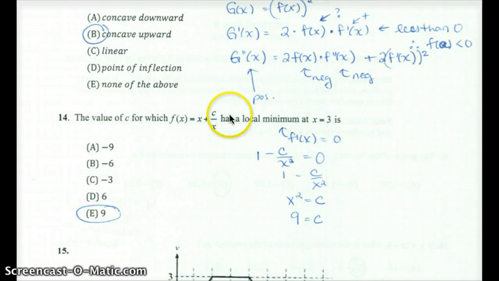So I take the derivative and I treat c as a number, right? Because we're just trying to figure out what the constant value of it is. And when I take the derivative of this, the derivative of x is 1. The derivative of c over x is negative c over x squared. Again, try using chain rule. Think about this as a negative exponent. If I set this equal to 0 and then bring the 1 over, 1 must equal c over x squared. Cross multiply, x squared equals c. And then when I plug in 3 for x, it turns out c has to equal 9.